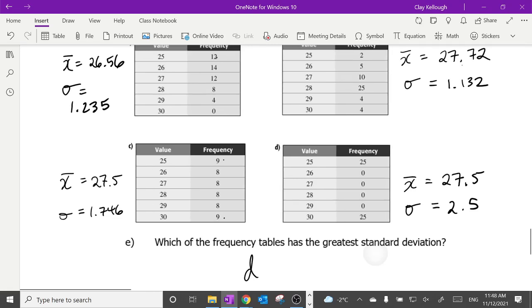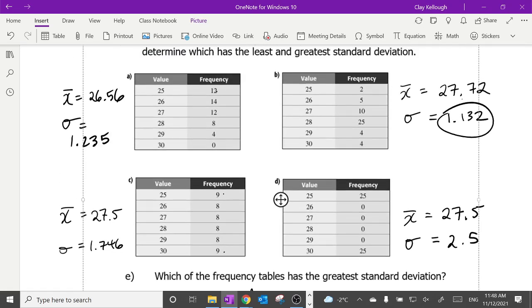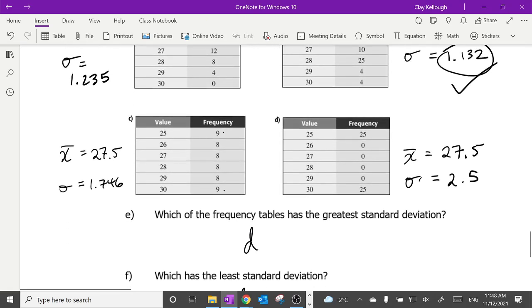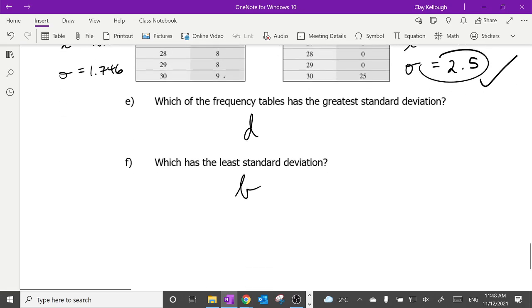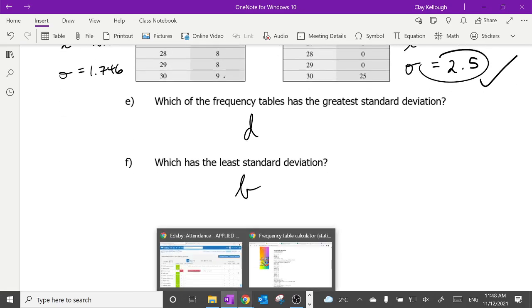So the smallest one was B, we were correct about that. The biggest one was D, we were correct about that. So there we go. So you can now try some of these for yourself.